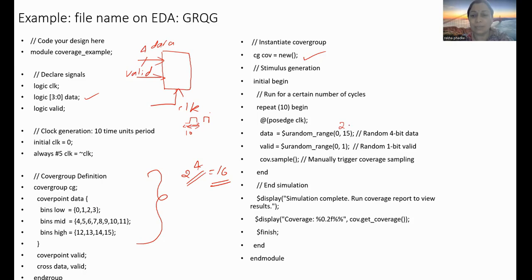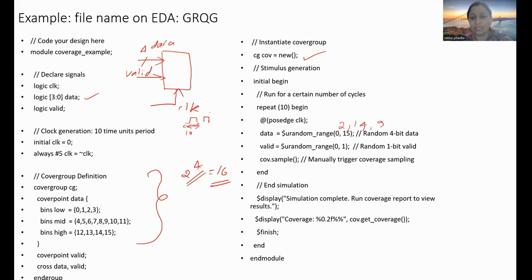Maybe for the second time, it generated a value 14. So bins high gets a hit. And maybe for the third time, it generates a value 9. So now bins mid gets a hit. So like that, 10 different values are generated because it's a repeat of 10. And one of the values among the 3 bins gets a hit, depending upon what value is generated. And same way, I'm randomly generating a value for valid in a range 0 to 1.